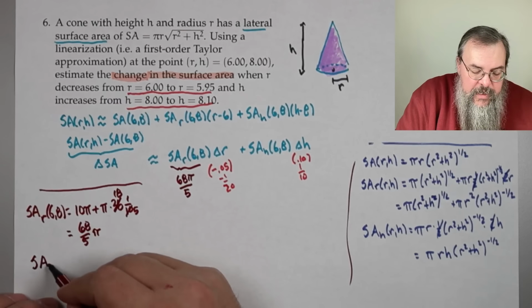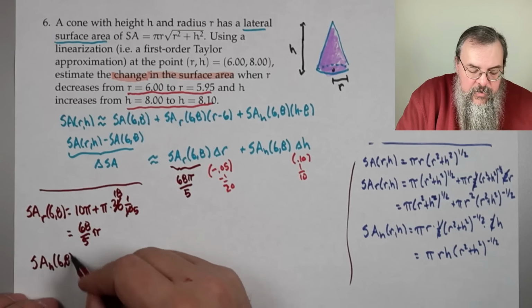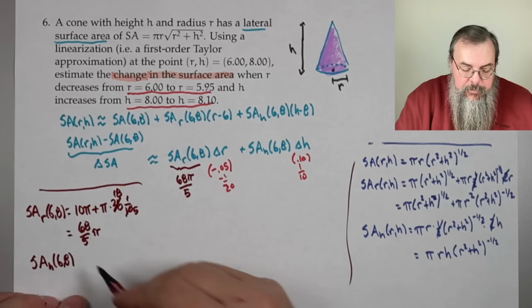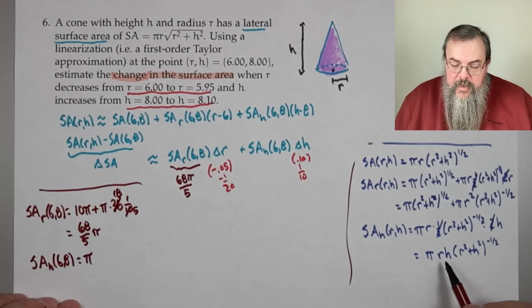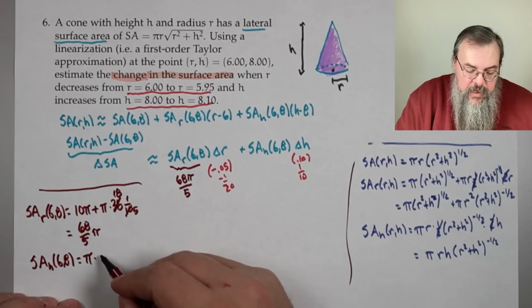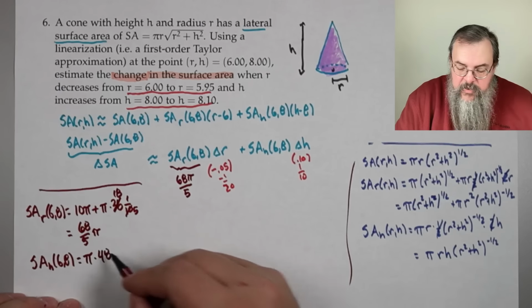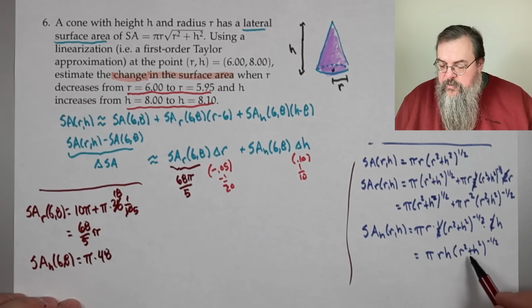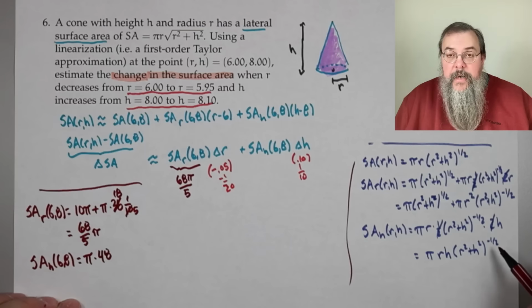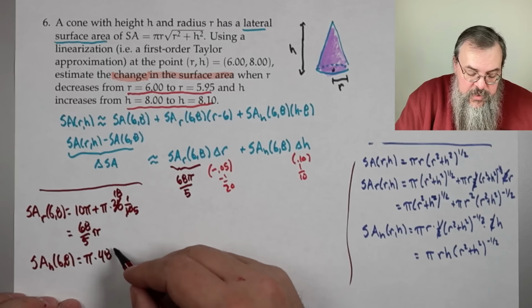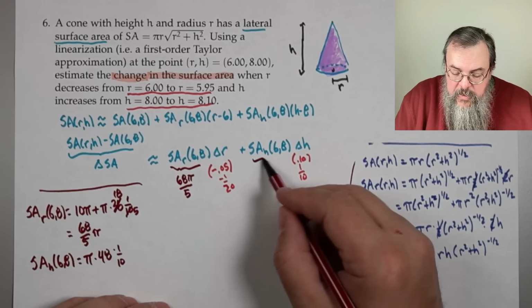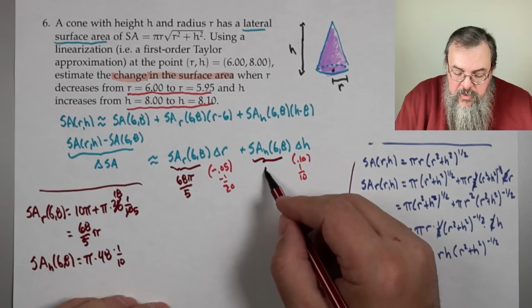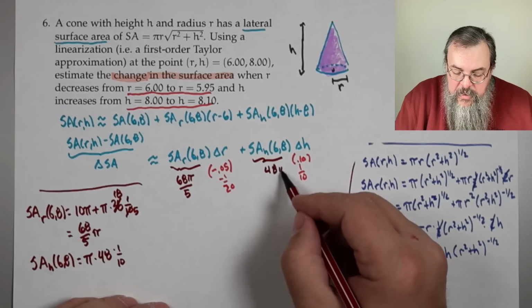Now, SA sub h at 6, 8. Here we go. We're going to get pi, and then we have times r times h, so times 6 times 8, so that's 48, and r squared plus h squared to the minus 1/2, well, that's really, again, 1 over 10, so times 1 over 10. Okay, so this part right here is 48 pi over 10.